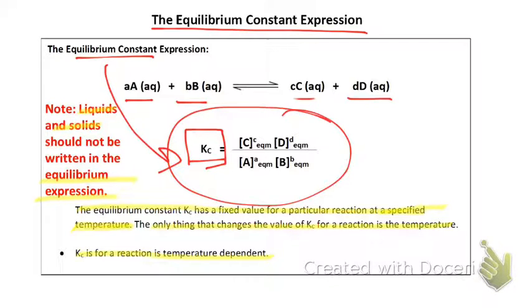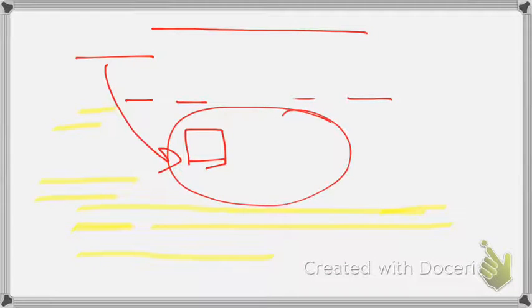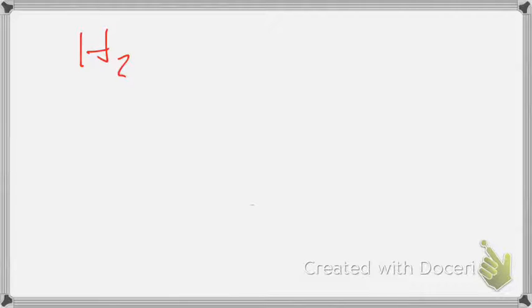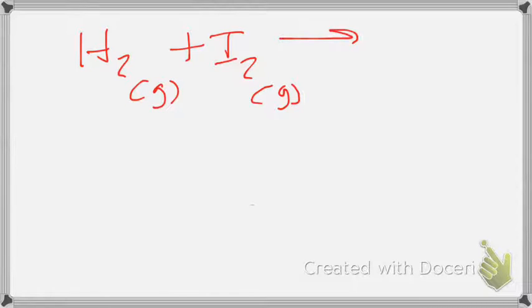All right. Let me write a quick equilibrium expression for you here. I'm going to erase all of this and write a real expression. So let's say we have a reaction of H2 gas plus iodine in the gas state, and this produces a reversible process.